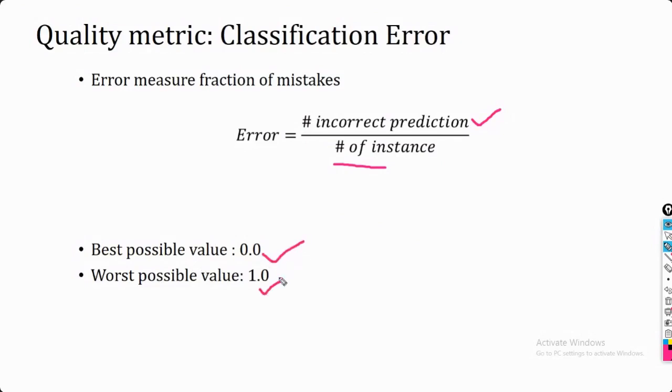So 0 means you are not having any error at all. You are able to classify each and every instance correctly. But in the reverse case, if you haven't classified any of the instances correctly, the value is going to be 1. Okay, but this is with respect to your classification error.